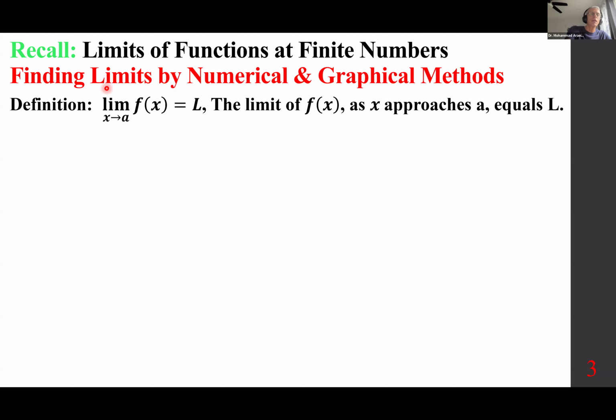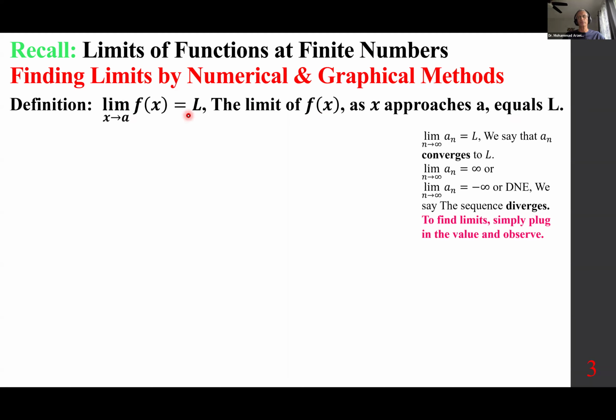And in this definition, we read the limit of f of x as x approaches a equals L. The limit of a sub n as n approaches infinity equals L. We say that a sub n converges to L. If the limit of a sub n as n approaches infinity is infinity or negative infinity or does not exist, we say the sequence diverges. And to find the limit, simply plug in the value and observe.